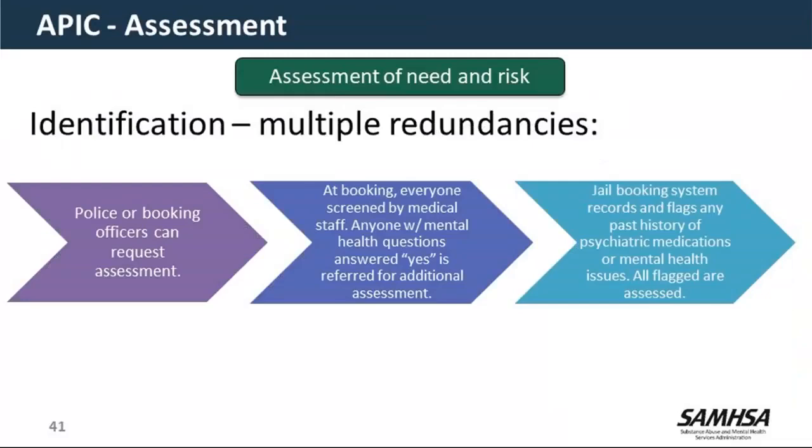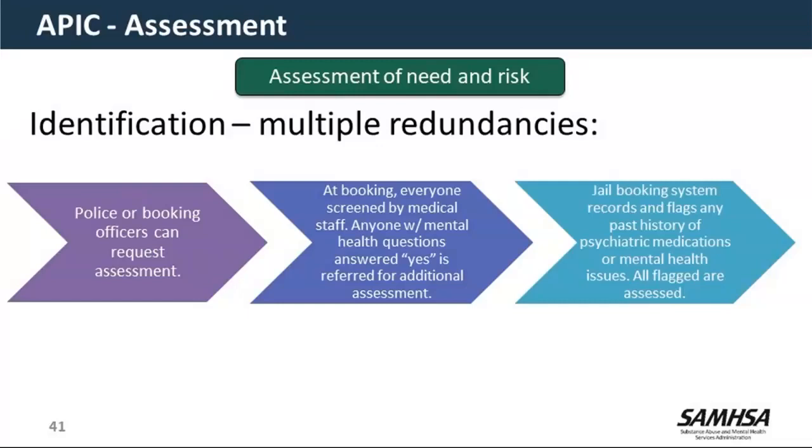Getting to the A in APIC, the assessment, the work that we've done in Kent County is really attempting to use multiple redundant systems, if you will, to ensure that we do not miss individuals. Starting from right when a police officer is booking an individual, if that officer or the booking correctional officer believes something's not right, either by something they said or how they're acting, they can flag them and that individual will receive an assessment. That's even before they've received a screening. Then, once they go through booking, jail medical screens everyone. We have mental health questions in that screening, and if they answer affirmative to any one of those questions, they too are referred for additional assessment.